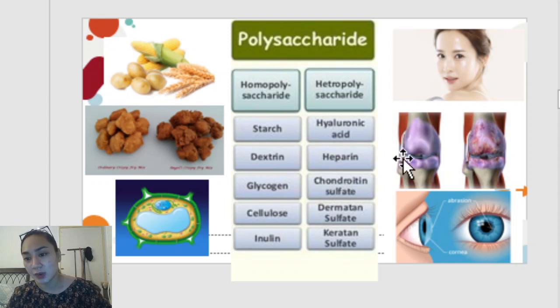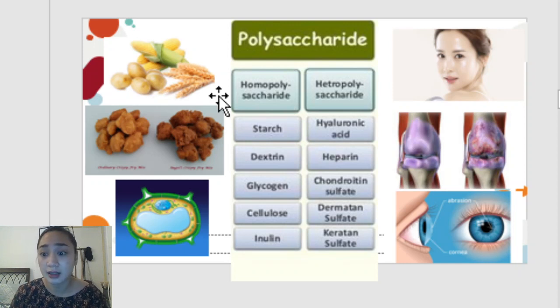So, next we have heparin. If you're familiar with this, if you have a relative who uses it, it is an anticoagulant. So, it is a blood thinner, and it also prevents blood clotting. That's heparin.